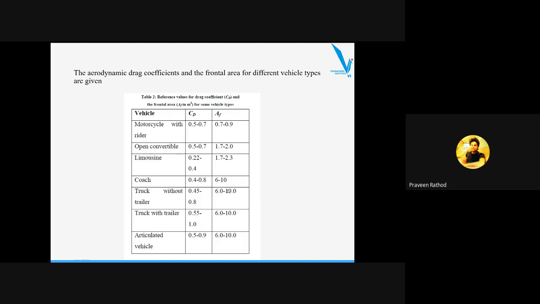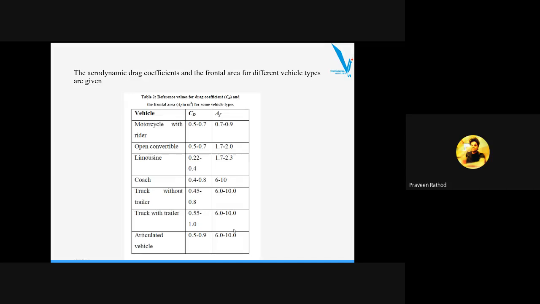If you refer to this second column, CD, the drag coefficient, anywhere is not crossing above 1. Only the truck with a trailer has 0.55 to 1.0 drag coefficient. Other than that, for the different vehicle types, it is only up to 0.9. So the drag coefficient should not cross around 1.1 or 1.2. People reduce the drag coefficient with the help of different aerodynamic tests.